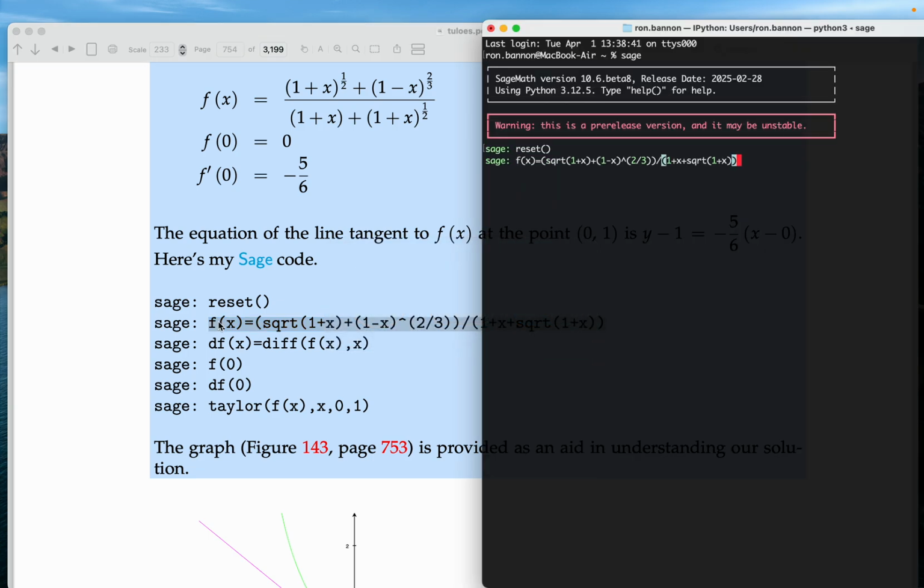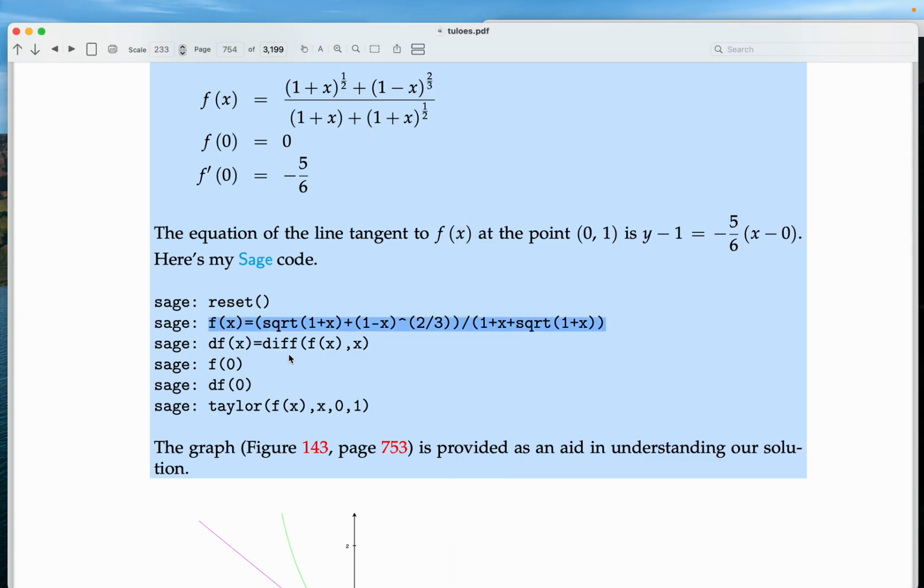and I'll go back over the notes to make sure I understand what I just copy pasted. So it looks like I'm defining a function. And what function am I defining? The function that was given on the left-hand side, which is (1 plus x) to the 1/2 power, that's the square root of it, plus (1 minus x) to the 2/3 power. And then on the bottom, it's 1 plus x plus (1 plus x) to the 1/2 power. I got that typed in. All right, the next thing I'm going to do is differentiate it.